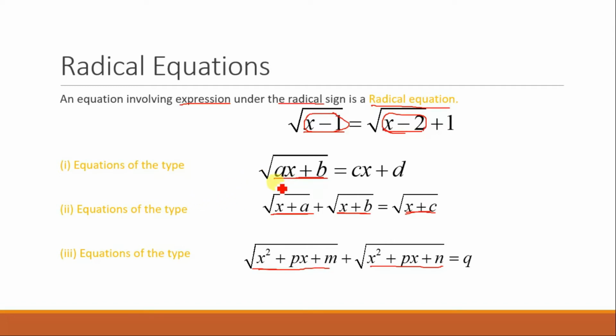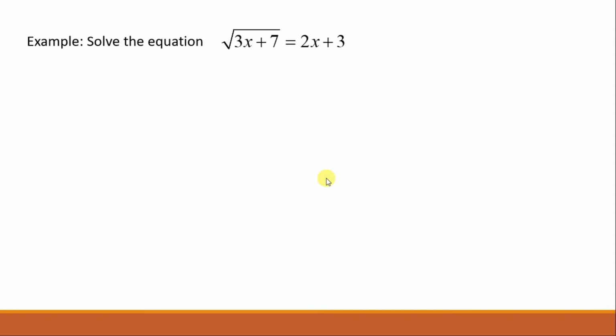Let us proceed with the first kind of radical equations, that is an equation having a single linear expression under radical sign. For example, solve this radical equation: square root of 3x plus 7 equals 2x plus 3. What we have to do is take square on both sides to get rid of this radical sign. So squaring both sides, we have the square root of 3x plus 7 whole square equals 2x plus 3 whole square.